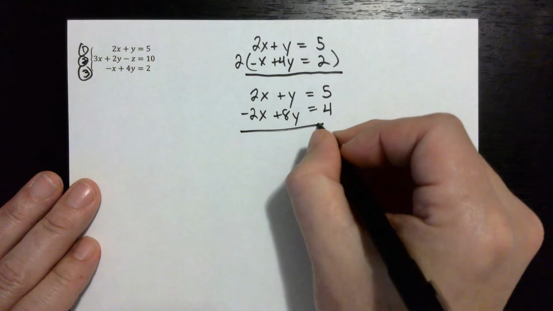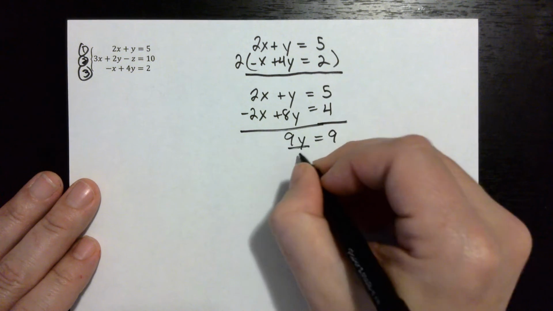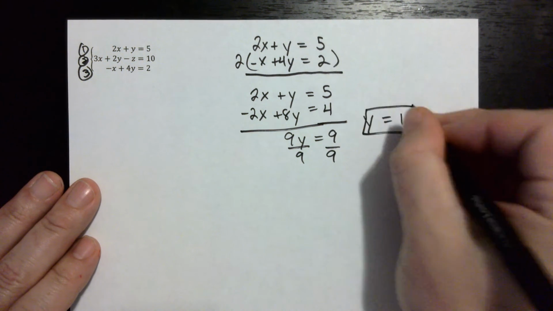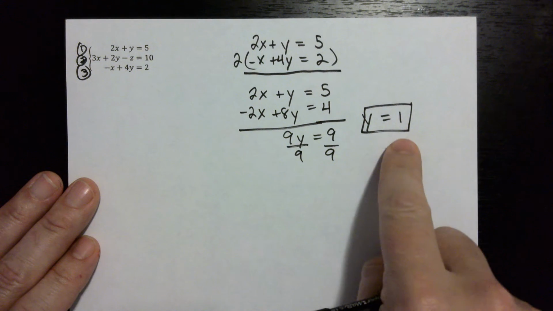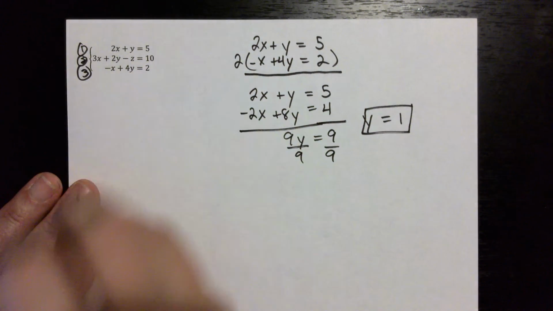Add those down, and as expected, the x's cancel, and you get 9y equals 9. Divide by 9, and you get y is equal to 1. That's our first solution. Okay, if y is equal to 1, we can plug it into either one of these and solve for x. Let's use the third one.